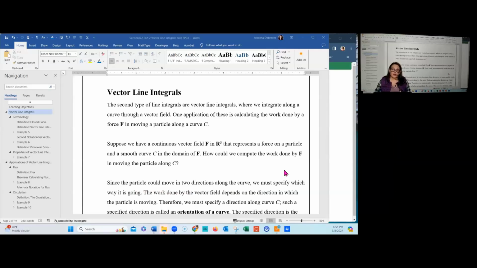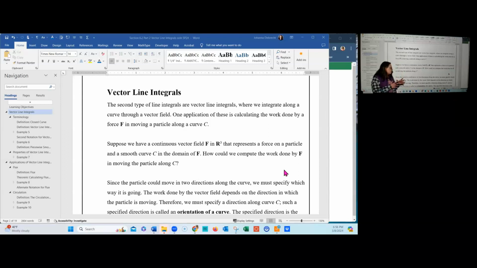To motivate our work with vector line integrals, we want to think about having a continuous vector field, F, in R3 that represents a force being applied to a particle. And we want to think about a smooth curve, which is in the domain of our vector field. We want to think about how we could compute the work done by the force on the particle as we move it along the curve C.